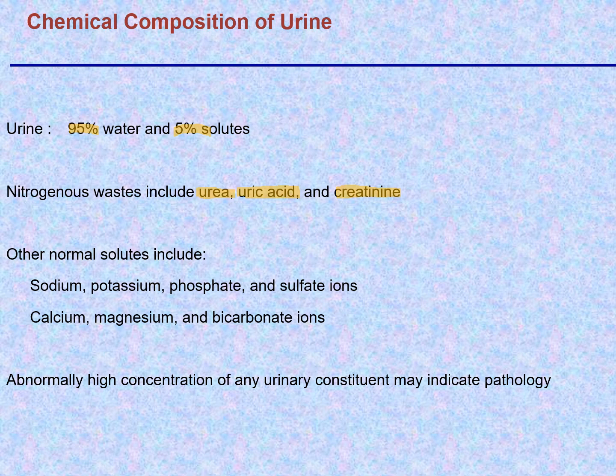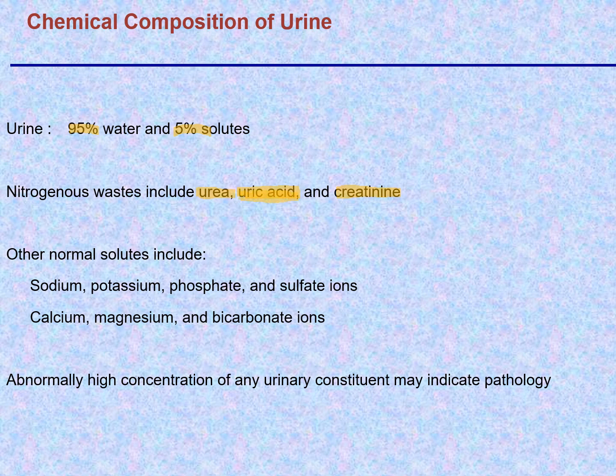Uric acid is not particularly at all soluble in water. It's often in crystalline form, and they take a urine sample and put it in a test tube and spin it down and look for those crystals, because the crystals can actually cause a problem.